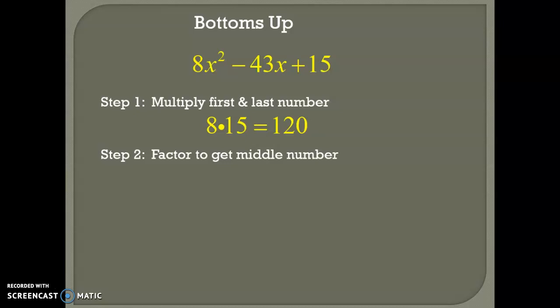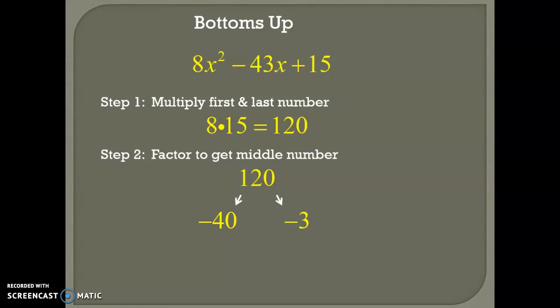Okay, so if we factor this just like we did before, you have 120, and your factors are going to be negative 40 and negative 3. So again, negative 40 times negative 3 gives you 120. And negative 40 plus negative 3 gives you negative 43.